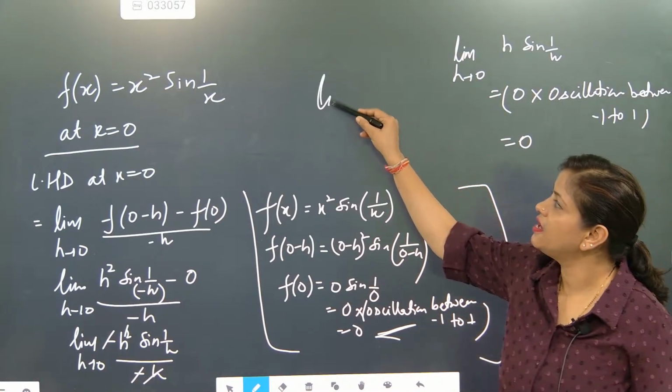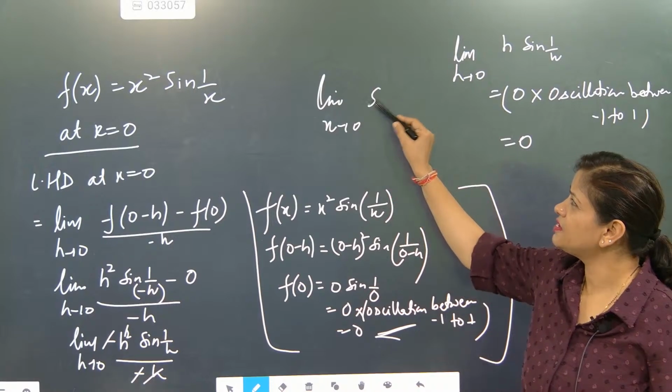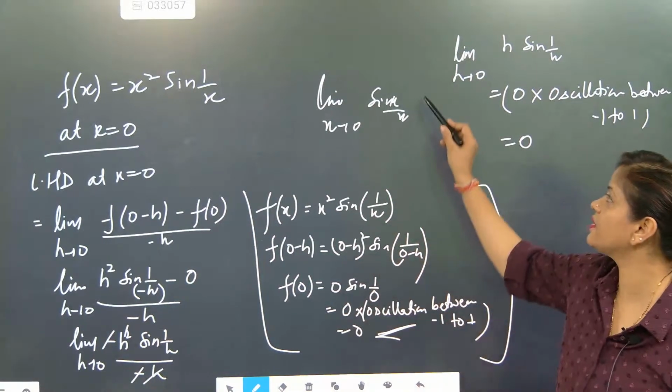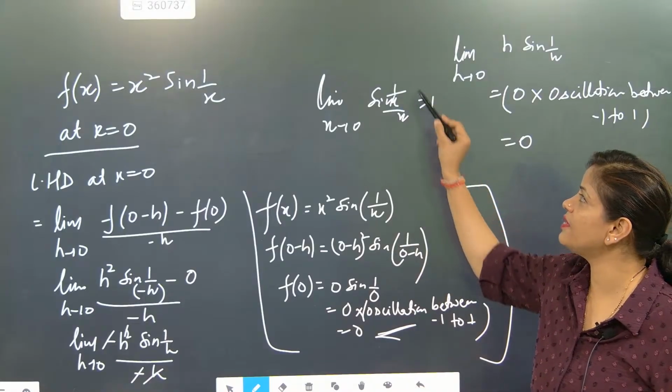Now listen everybody. When limit x tends to 0, then only sin x by x will come. Then only it will become 1. Here x tends to 0, but here 1 by x is there.